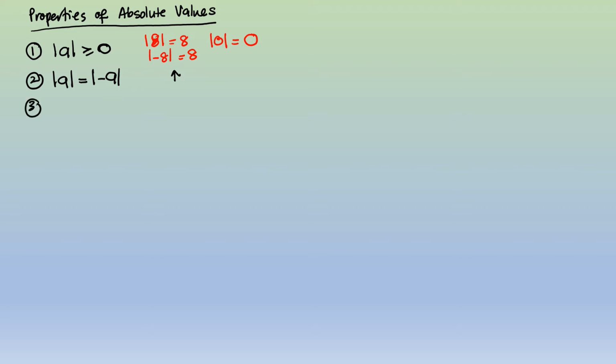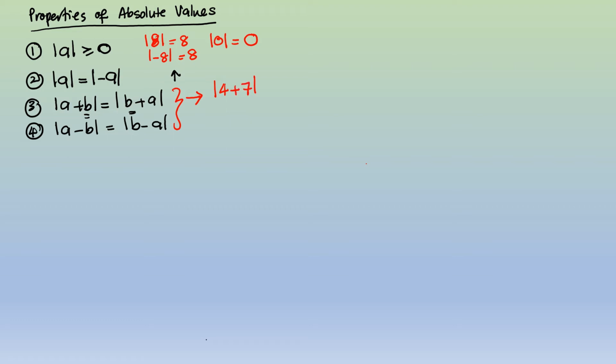Number 3: we have modulus A plus B is equal to modulus B plus A. Now we change the position. You just rearrange the numbers, you will still get the same answer. Next, number 4: modulus A minus B is equal to modulus B minus A. Here, let's choose numbers. Modulus 4 plus 7 is equal to modulus 11, so it is equal to 11. If we rearrange it to modulus 7 plus 4, it is also equal to modulus 11, so it is equal to 11. So it is the same.